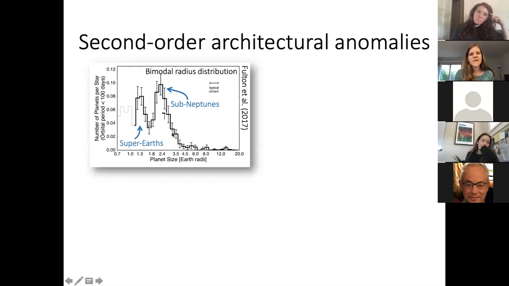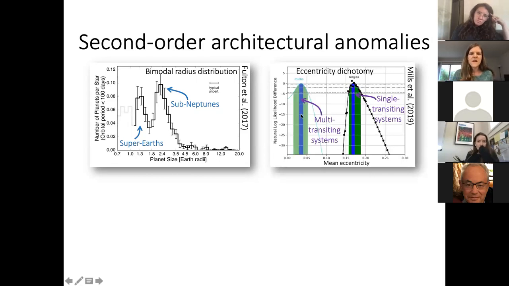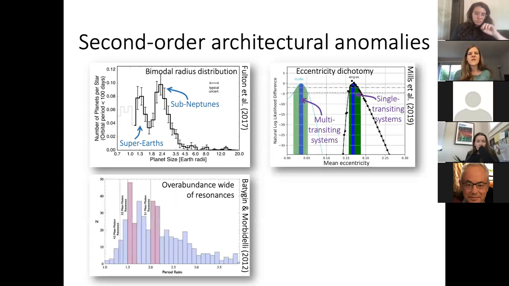Another dichotomy can be seen in the eccentricity distribution, where the eccentricities of multi-transiting systems tend to be a lot smaller than those of single transiting systems. Another architectural anomaly is that if we look at the period ratios of pairs of planets within the same system, this distribution is fairly smooth overall, except there are overabundances just wide of the 3:2 and 2:1 period ratios, or mean motion resonances.